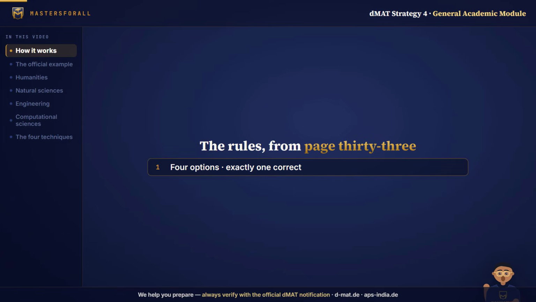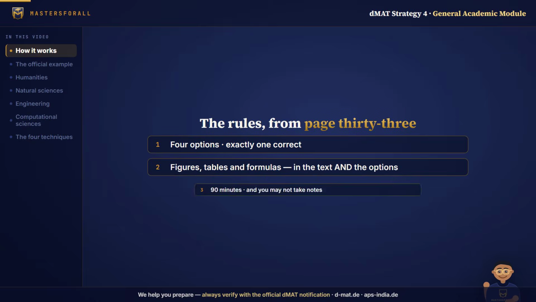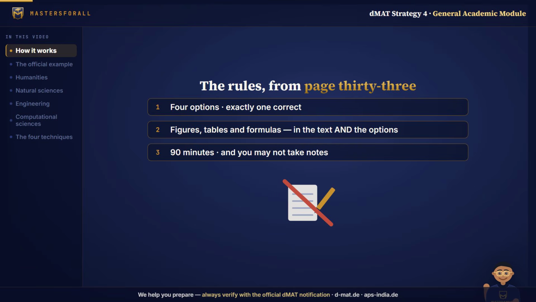The mechanics from page 33: 4 options per question, exactly 1 correct. And the text, the questions and the options may all contain figures, tables and formulas. That is not decoration. In 3 of the 4 official examples, the table is where the answer lives. 90 minutes for the whole subject test, and here is the line people skip. You are not allowed to take notes, not on paper, not anywhere. Formulas and nothing to write on. Holding the working in your head is not a side problem, it is the difficulty, which is why all 4 techniques today need less working, not more.